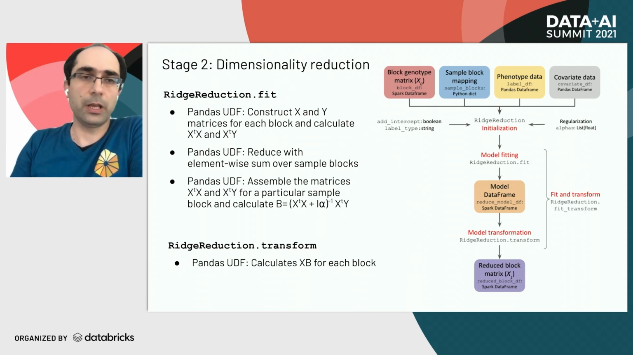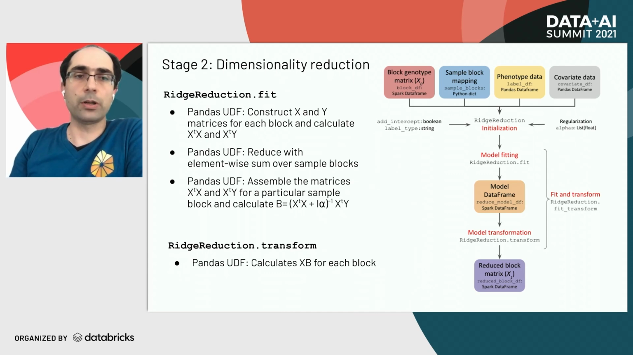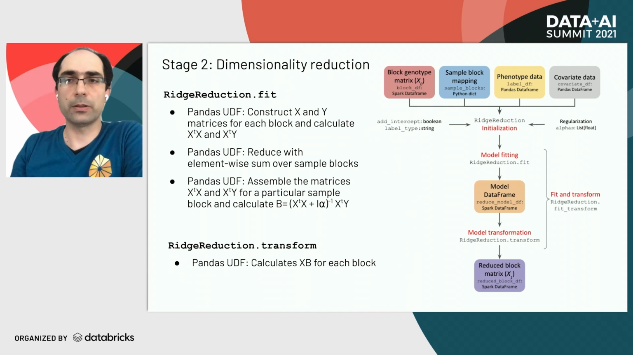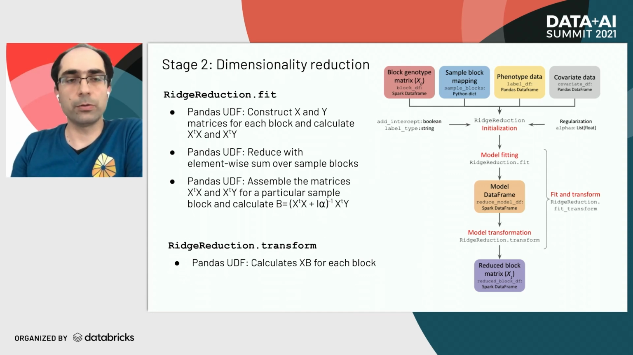For example, in the reduction stage, we have two functions, fit and transform. The fit itself contains several operations, each of which we do using a particular Pandas UDF. We have one UDF that gets the particular blocks that we need from this Spark data frame, and also the Pandas data frame, and does some calculation using linear algebra operators inside Pandas to calculate X transpose X and X transpose Y. Then we use another UDF to do some reduction to sum these values over particular blocks that we need based on the linear algebra of the algorithm, and then another UDF to assemble things together and solve for the coefficient matrix using the formula that exists for linear ridge regression.